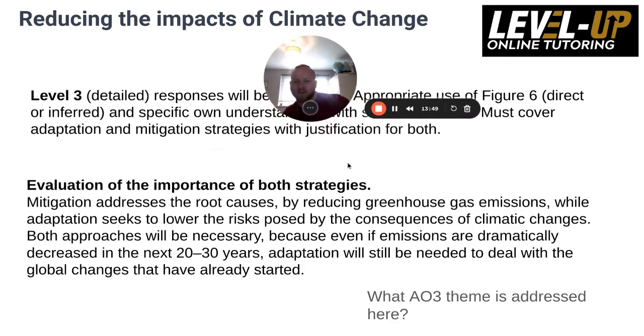Mitigation addresses the root causes by reducing greenhouse gas emissions, while adaptation seeks to lower the risks posed by the consequences of climate change. Both approaches will be necessary because even if emissions are dramatically decreased in the next 20 to 30 years, adaptation will still be needed to deal with the global changes that have already started. So they're talking about time, they're talking about global, okay? So lots of kind of AO3 themes there to get those evaluation marks. And they're just saying that actually we need a combination of the two.